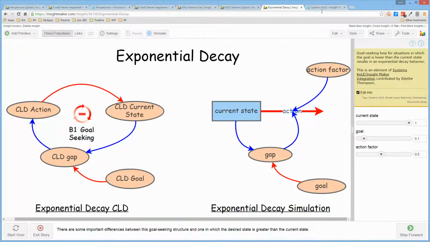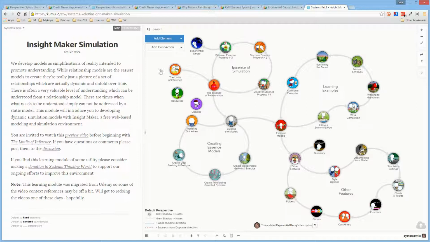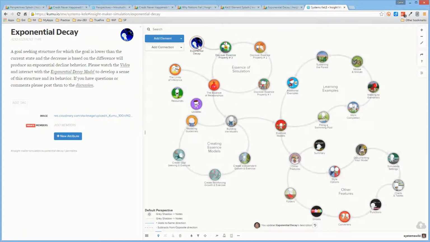Now, this model is actually an element of the Insight Maker simulation learning module in Kumu. The link to this is in the notes section of the video, and this particular element, which was contributed by Edith Thompson, is there. You can watch the video, access the model, and interact with it.